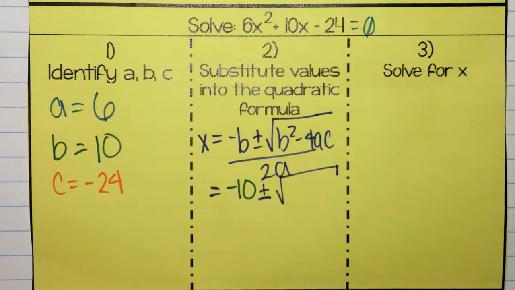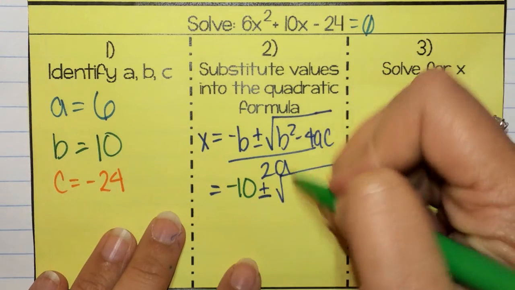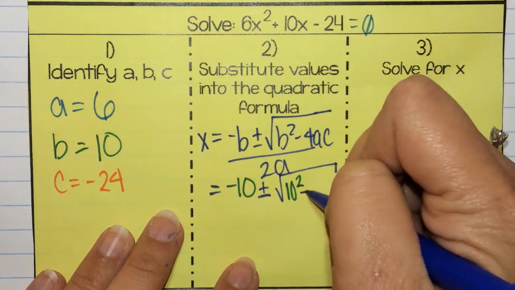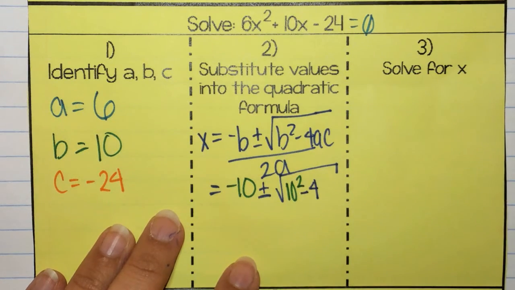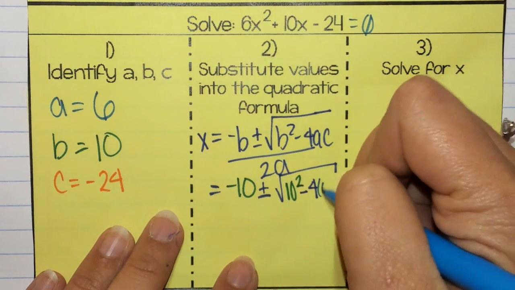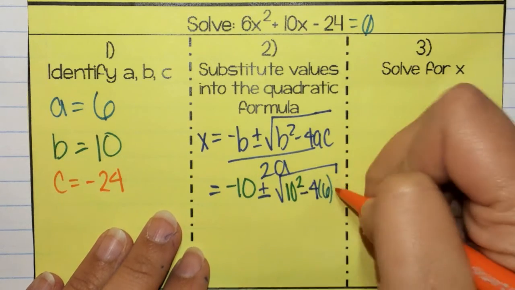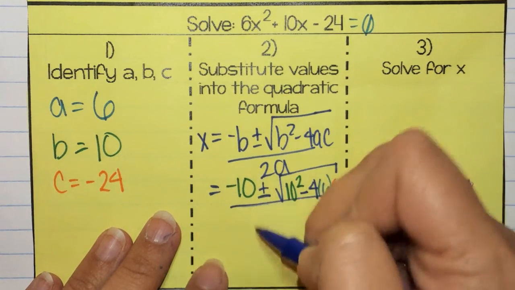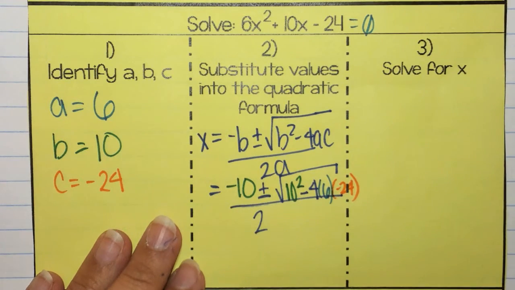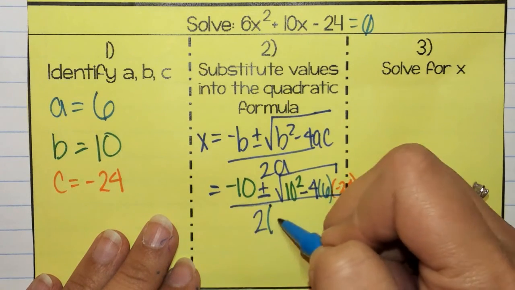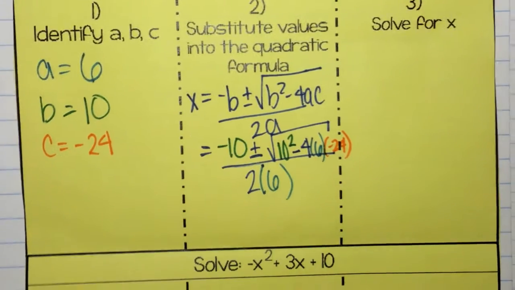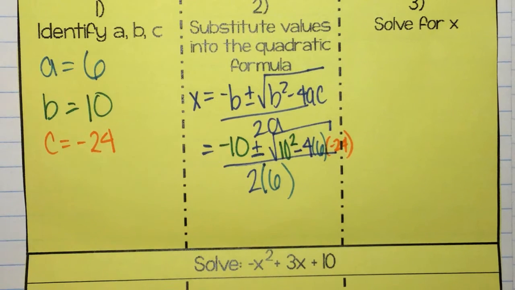Okay, so what do I plug in for B squared? 10 squared minus 4 times 6 times negative 24, all divided by 2 times 6, because A is 6. Also, if you say "over" in your song, I won't give you as much points. Just to let you know.